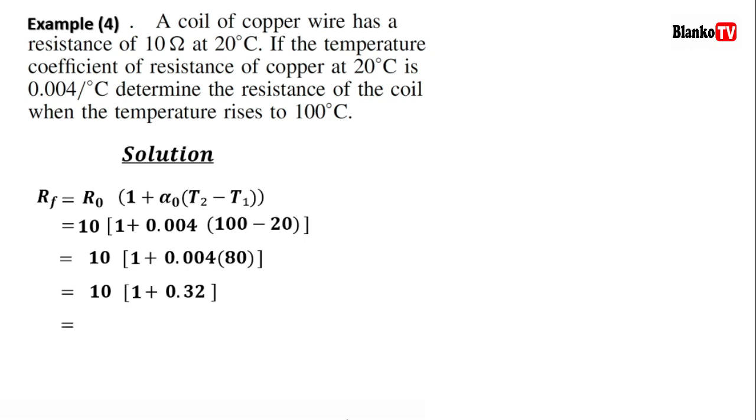So we have 10 multiplying, when you add 1 plus 0.32, we are going to get 1.32. So the final answer is going to be 10 multiplying 1.32, which will give us 13.2. So to determine the resistance of the coil when the temperature rises to 100 degrees Celsius, the resistance is 13.2. So RF, which is the final resistance, or the resistance when the temperature rises to 100 degrees Celsius, is 13.2.